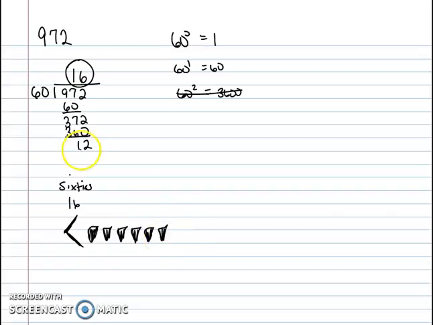And then I'm going to represent the remainder, 12, because that's going to be my ones because it's less than 60. So for my ones, I've got 12. And again, the way I'm going to represent that, the boomerang for 10 and the 2 triangles. And I've represented 972 in the Babylonian numeration system.